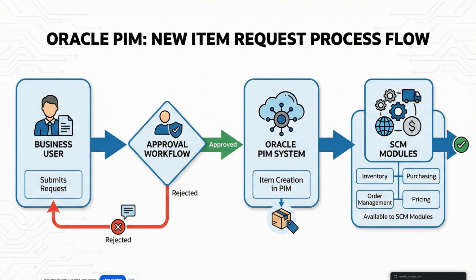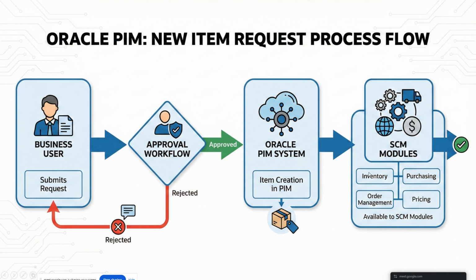So this is about the new item request. Whoever the business owner is, he's going to submit that request. It will go into the approval workflow, and if it gets rejected, it will be sent back to the business user. If it is approved, the item gets created in the PIM module. That same item will be accessible to multiple modules: inventory, purchasing, order management, pricing. All modules can utilize that item if the attributes are enabled.